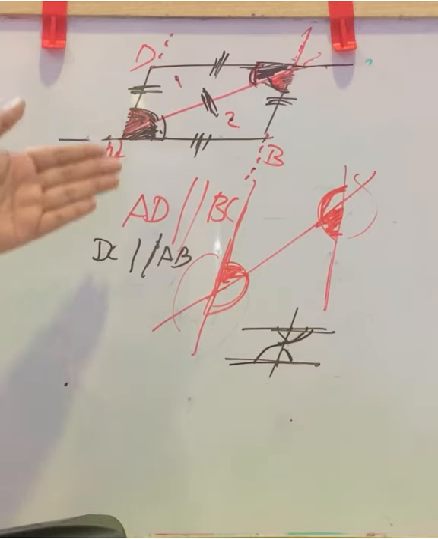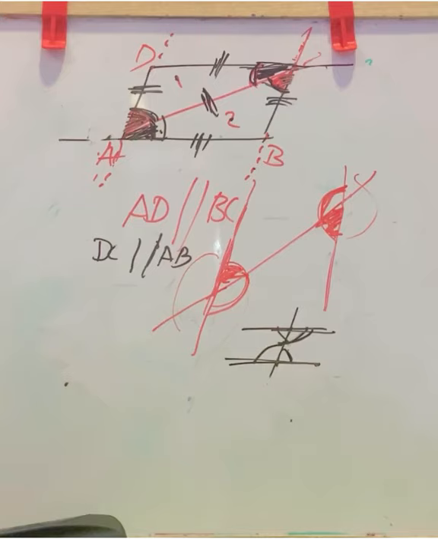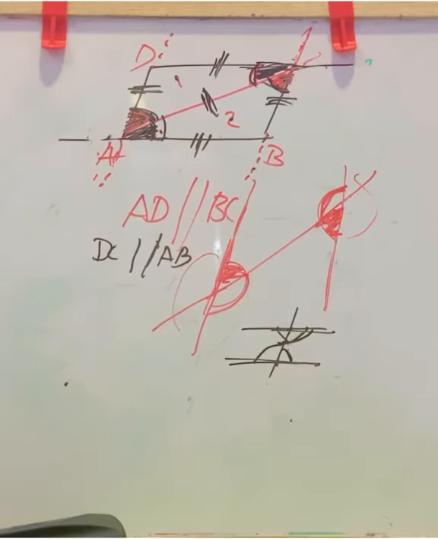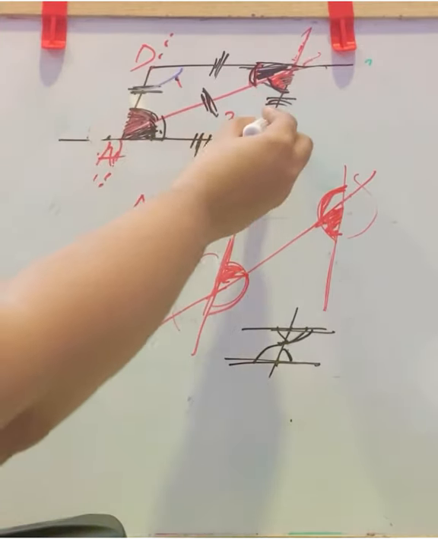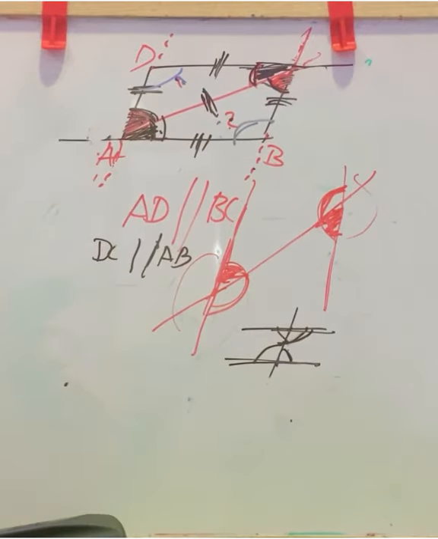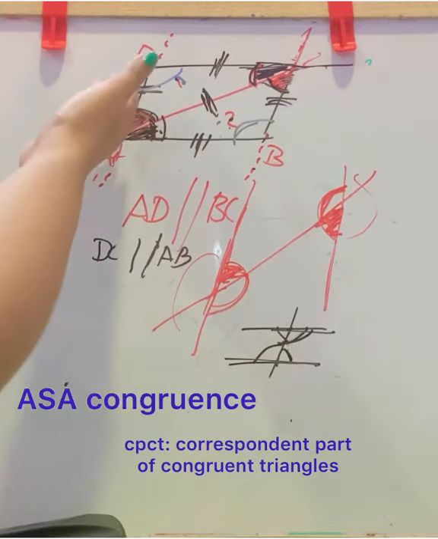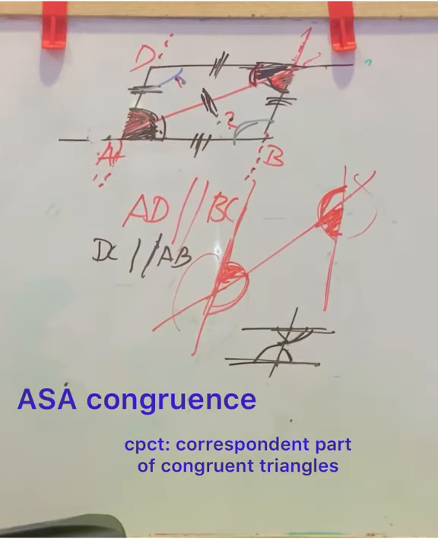Here we have already proved these two triangles are congruent. So we can say corresponding parts of congruent triangles are equal. So opposite angles will be equal. These angles are equal because these two triangles are congruent. So we proved from the same congruency, that is ASA congruency, opposite sides of a parallelogram are equal. Also opposite angles of a parallelogram are equal.